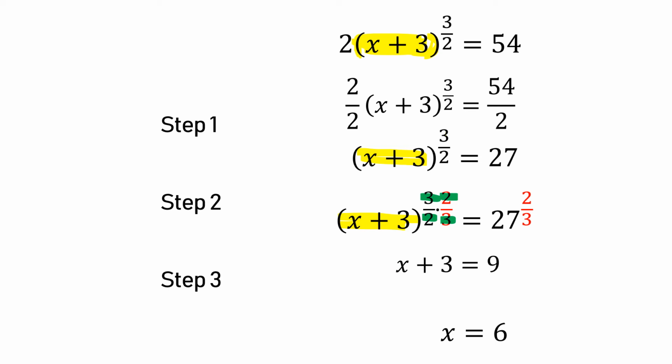And now, to isolate x, one easy step. You just subtract 3 from both sides. We're going to have 9 minus 3 is 6. Alright, so there we go.